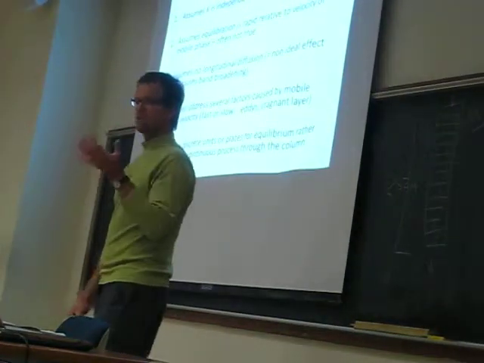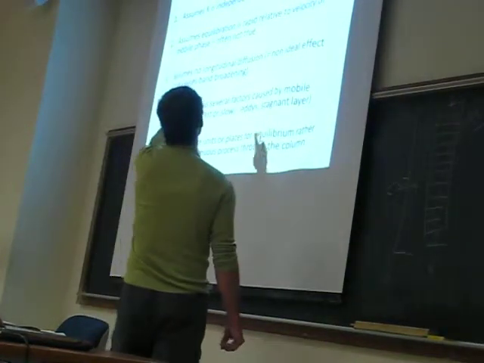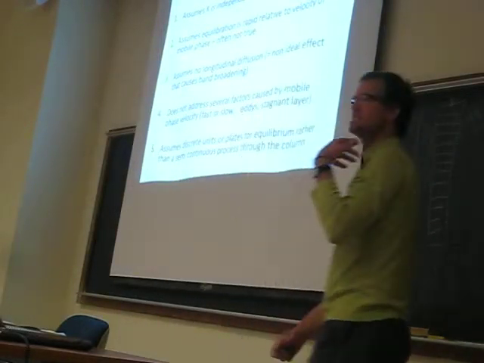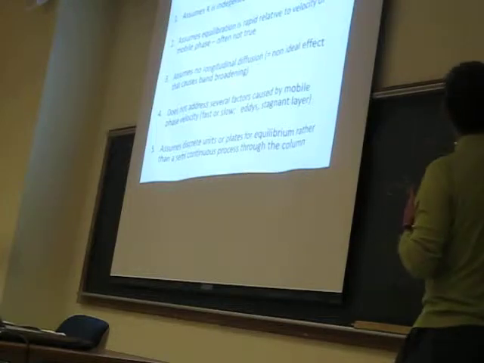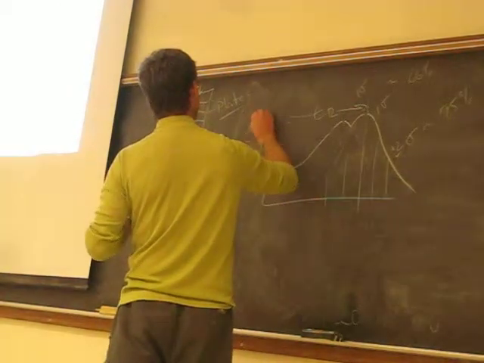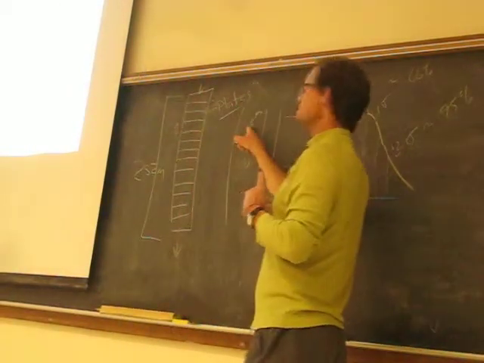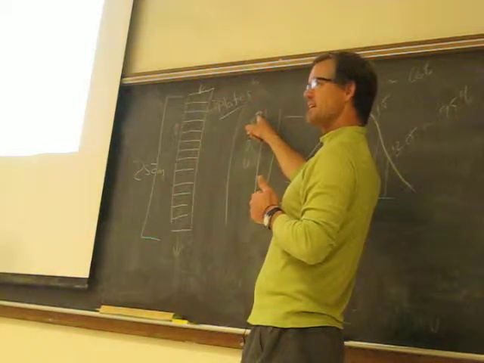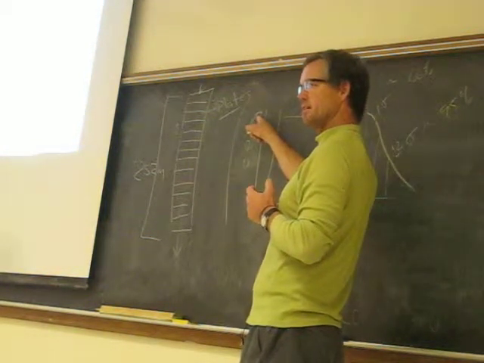Things that do not typically hold in the columns: plate theory assumes that the equilibration is almost instantaneous. That means that when you have a column with stationary phase and mobile phase, the rate at which your analyte is partitioned onto the stationary phase and back into the mobile phase is instantaneous. There's no kinetic limitation to that. That's not true.